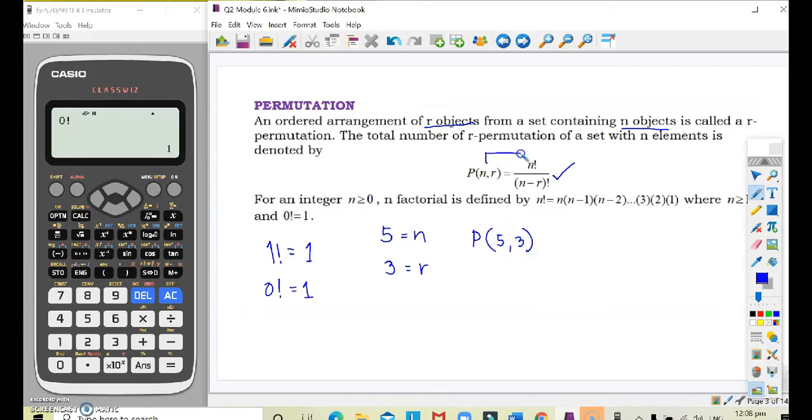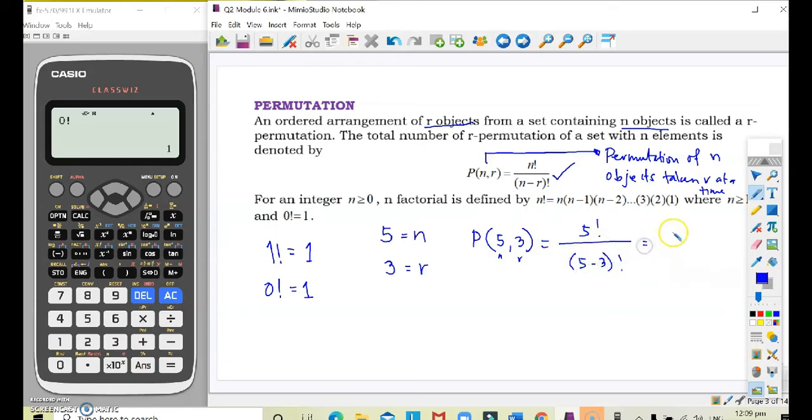We read this as permutation of N objects taken R at a time. That's why we can read this as permutation of 5 candidates taken 3 positions at a time. Therefore, applying the formula, this is N, remember, this is R. We have 5 factorial over the quantity 5 minus 3 factorial, which is equal to 5 factorial over 2 factorial.